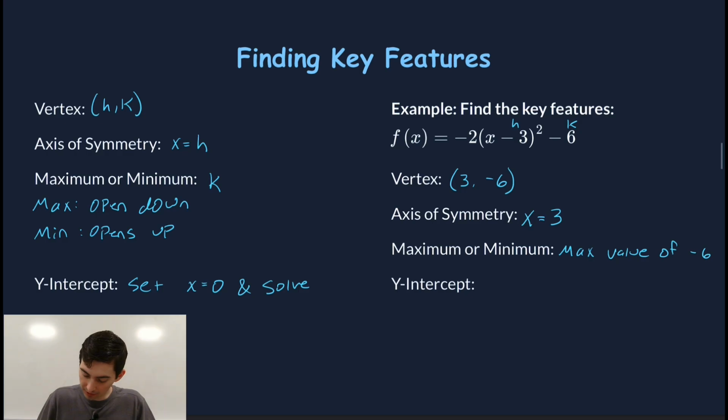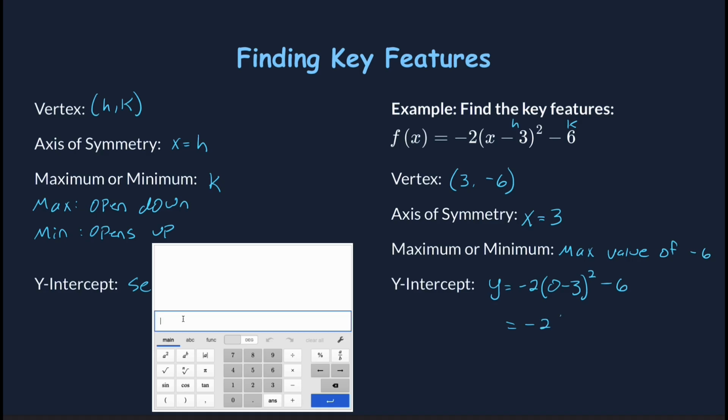And now we can find the y-intercept. All we have to do is say y equals negative 2, and then I'm going to plug 0 in for my x, minus 3 squared minus 6. We can just simplify this now. So negative 3 squared would be 9. So I've got negative 2 times 9 minus 6. Negative 2 times 9 would give me negative 18. Minus 6 would give me negative 24. So my y-intercept is (0, negative 24).